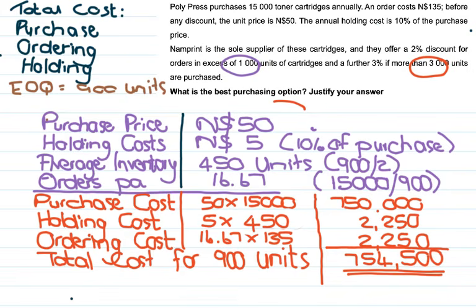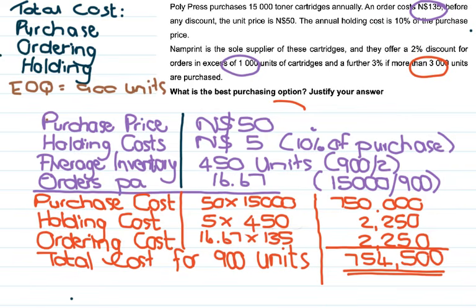And then my ordering cost, we said that we need to order 16.67 times during the year, and one order will cost me 135 Namibian dollars. All right, so then it's 16.67 times 135. It will give you 2250.